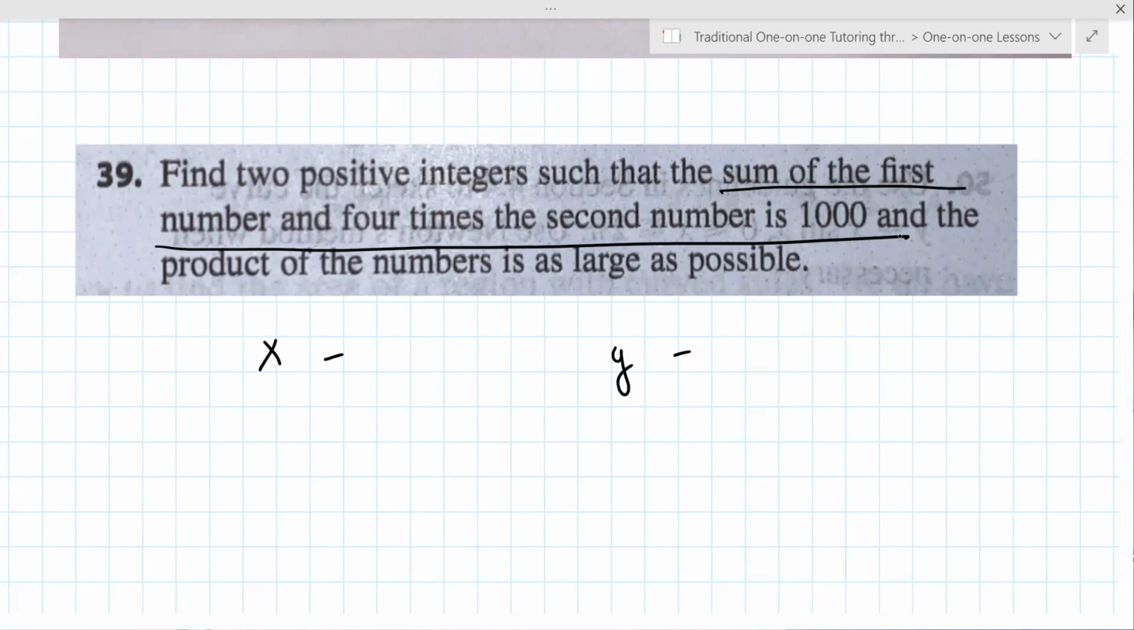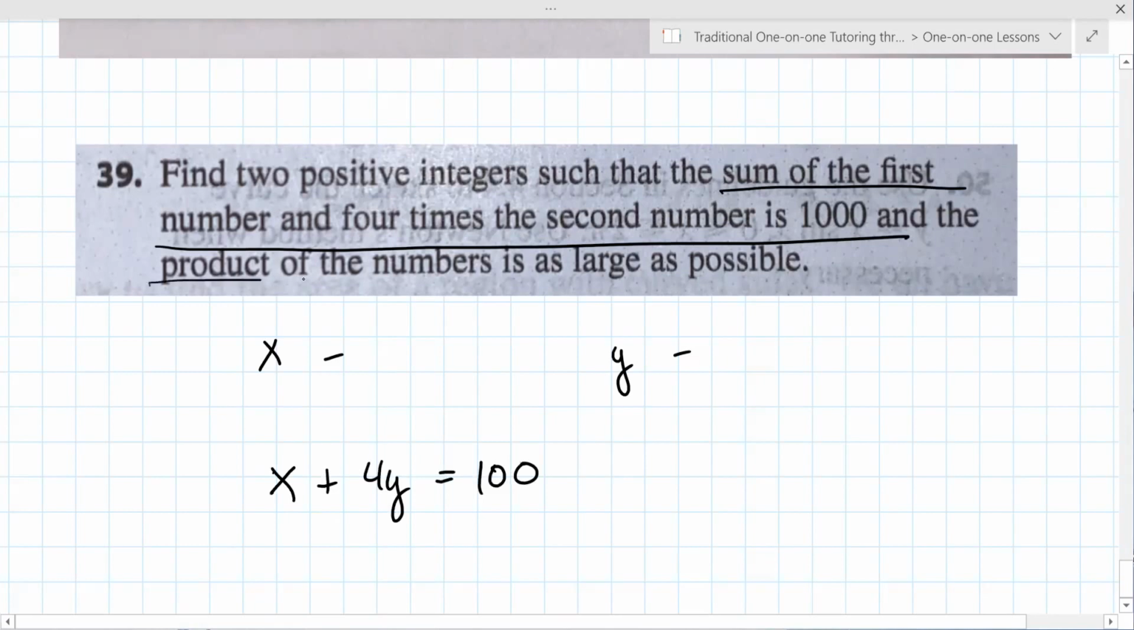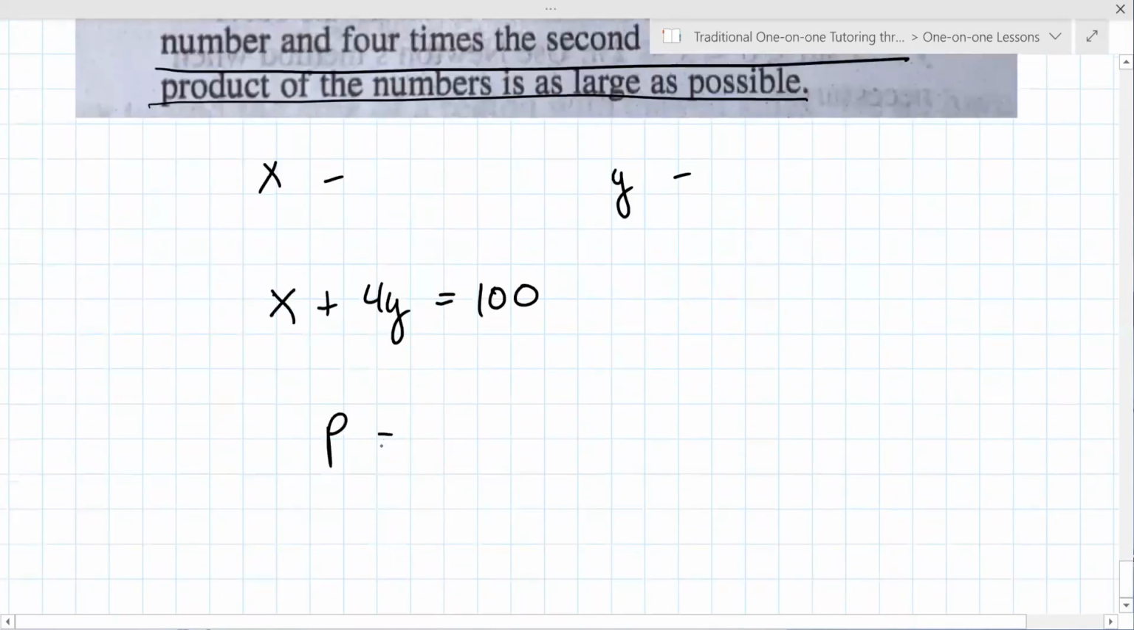Would it be X plus 4Y equals 1000? So you have X plus 4Y is 1000. Now the product is as large as possible. So we're trying to maximize the product. Okay. The product of the two numbers.